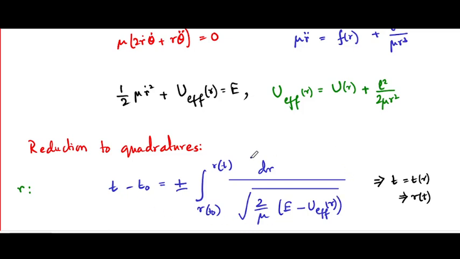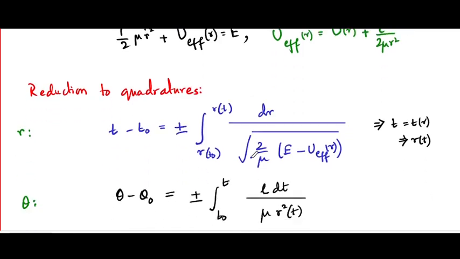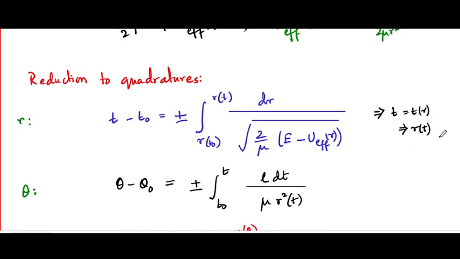Well, r alone will not tell you exactly where the particle is. You will also need to know theta as a function of t, but that's also pretty straightforward. Once you know r of t, since theta dot, d theta dt, is just L over mu r squared, which now is known presumably as a function of t, you can just integrate that to directly find theta as a function of t. So, the problem of solving the motion, finding out exactly where the particle is at a given time, essentially gets reduced to two integrals which can be evaluated.